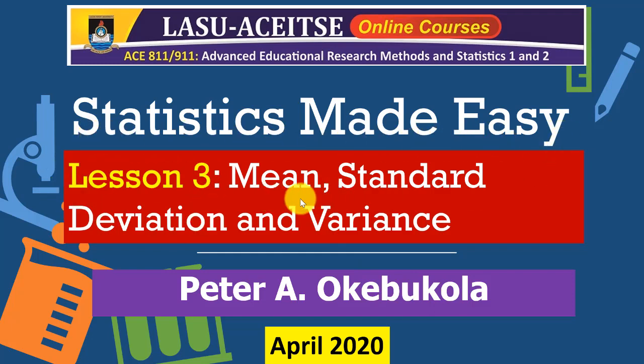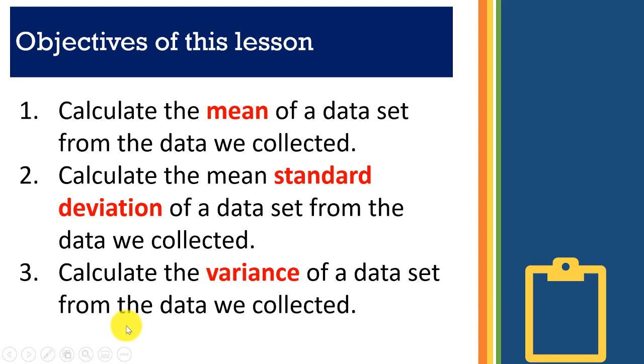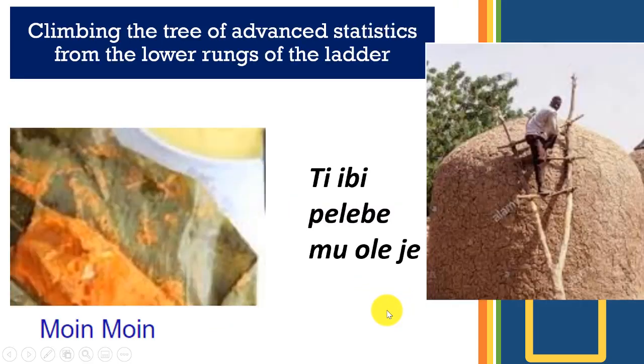Today is about mean, standard deviation, and variance. In the last lesson, lesson 2, we scanned the data that we collected for our study. We classified the variables and did all of these other things that you have on this slide. Today, we are going to be calculating the mean, the standard deviation, and the variance for the data set that we collected. It's like climbing the tree of advanced statistics from the lower rungs of the ladder.